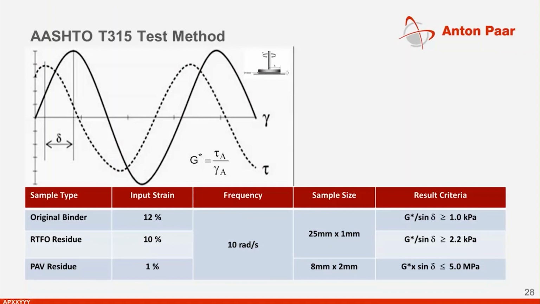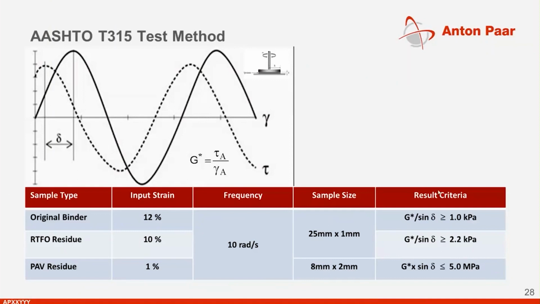Original and RTFO binder is used to determine the high PG value, and PAV binder is used to find the low PG values. This value also consists of the results coming from the bending beam rheometer. So we need an additional device to get the low PG value. For original and RTFO, a 25 millimeter plate with 1 millimeter gap is used. And for PAV material, an 8 millimeter plate with 2 millimeter gap is used.